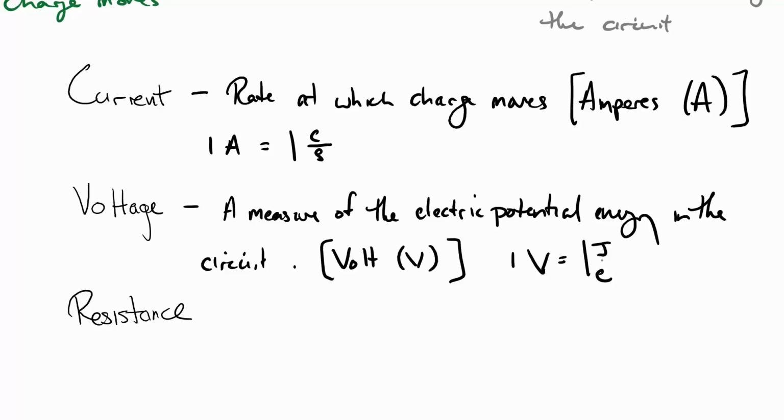Let's try to be consistent with how I did this. So it's saying the battery says, I'm going to set up a voltage. And so that means that if I have a 1 volt battery, it gives 1 joule of energy to 1 coulomb of charge.